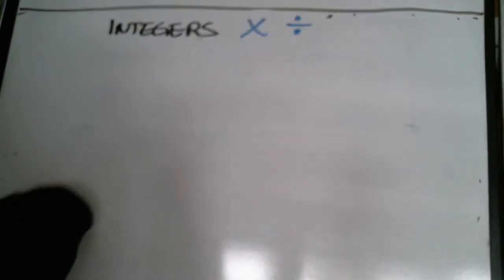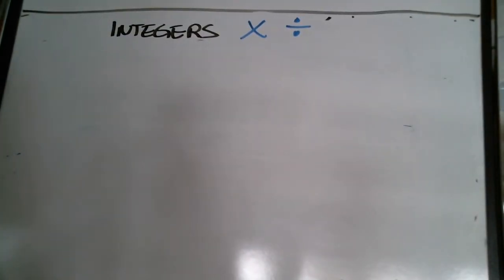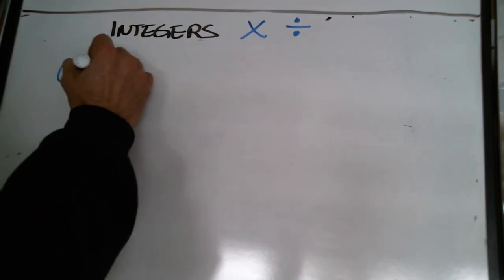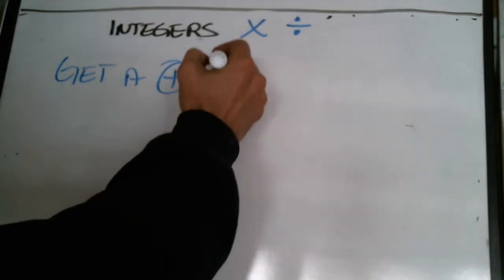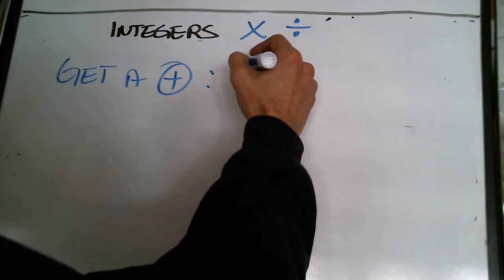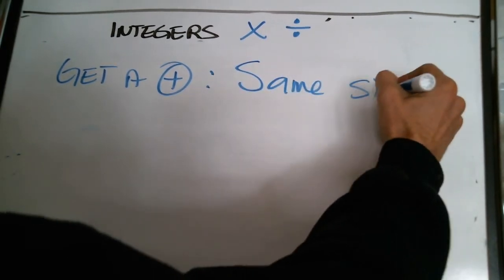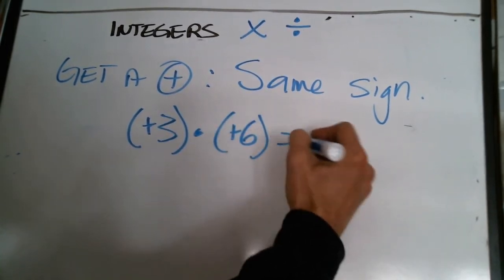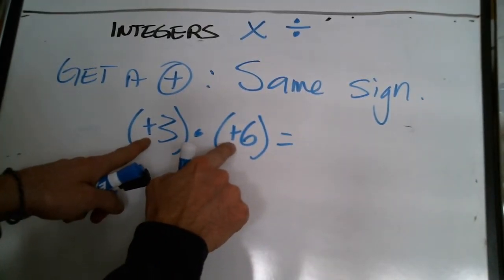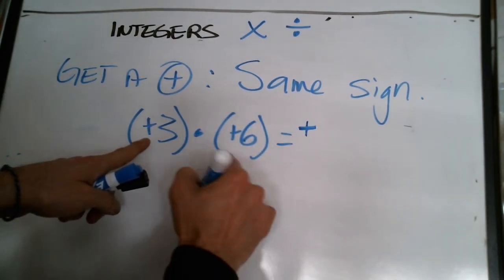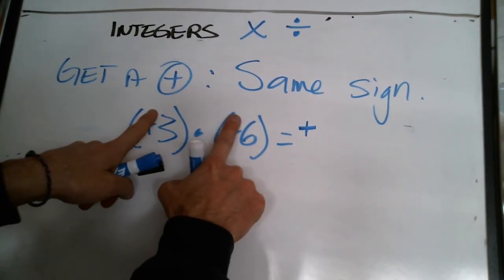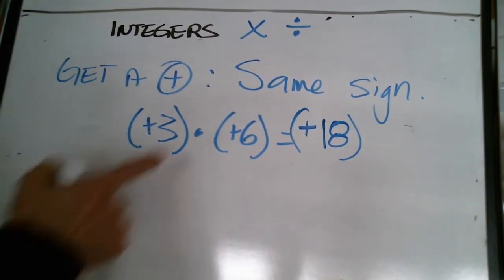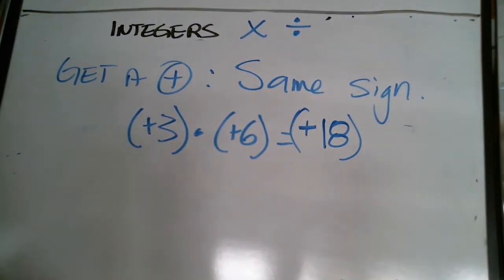I'll show you the proof on why if you multiply 2 negatives together, you actually get a positive. So here we go. To get a positive, there's a couple of ways you can think about it. Number 1, if the 2 numbers have the same sign. Example, positive 3 times positive 6. Are they the same sign? They're both positive. Answer is going to be positive. Now, like we did when we covered up zeros, 6 times 3 is 18. That's all there is to it. So same sign, it's going to be positive.